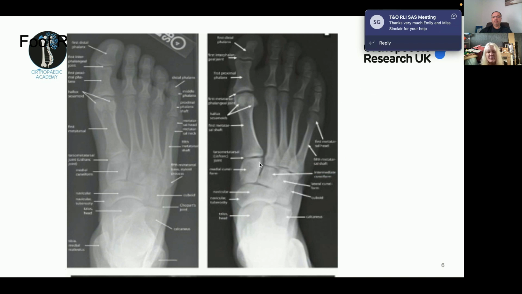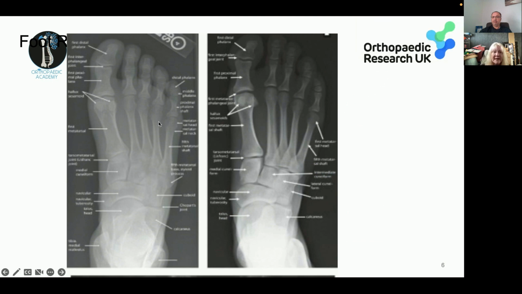So if you think about a Roman arch, that's how it all slots in, and it maintains the arches of the foot as well as the overall alignment of the bones. And we'll have a look at that when we come to it later.